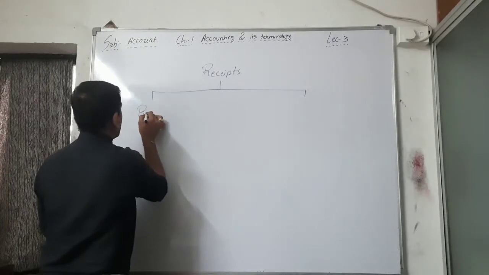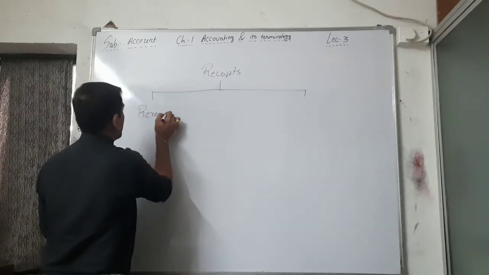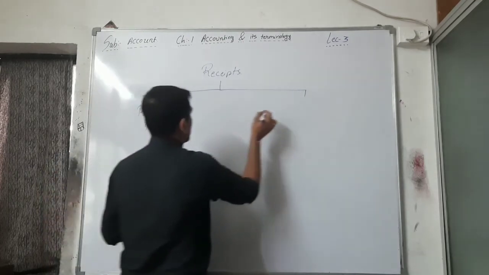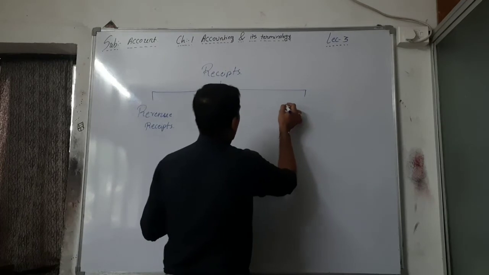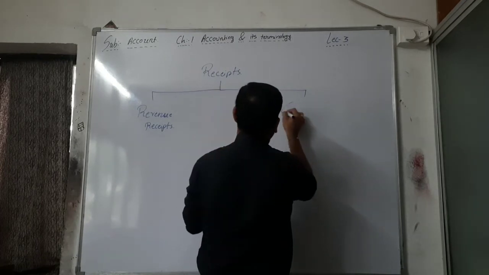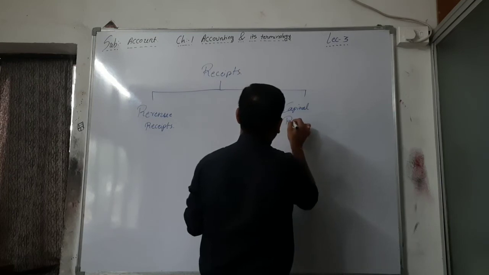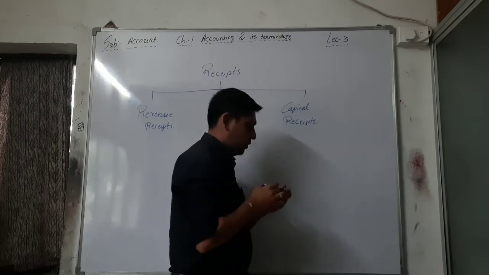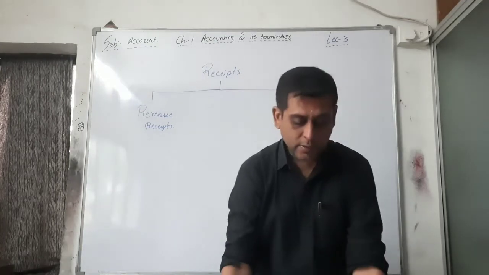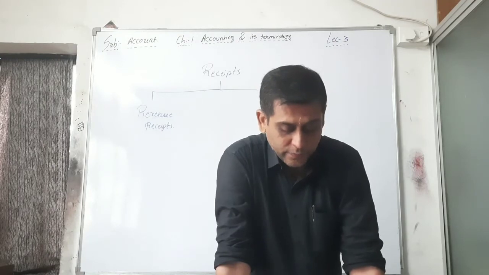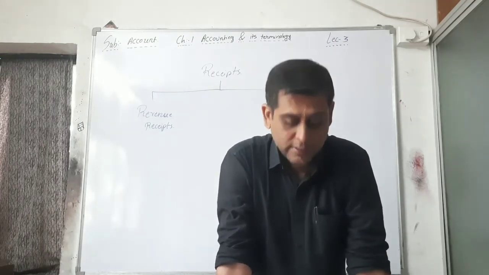Regular, that is revenue receipt, and after 1 year, or it is not regular, that is capital receipt. Right? First of all, we know that point number 17 is about capital receipt.